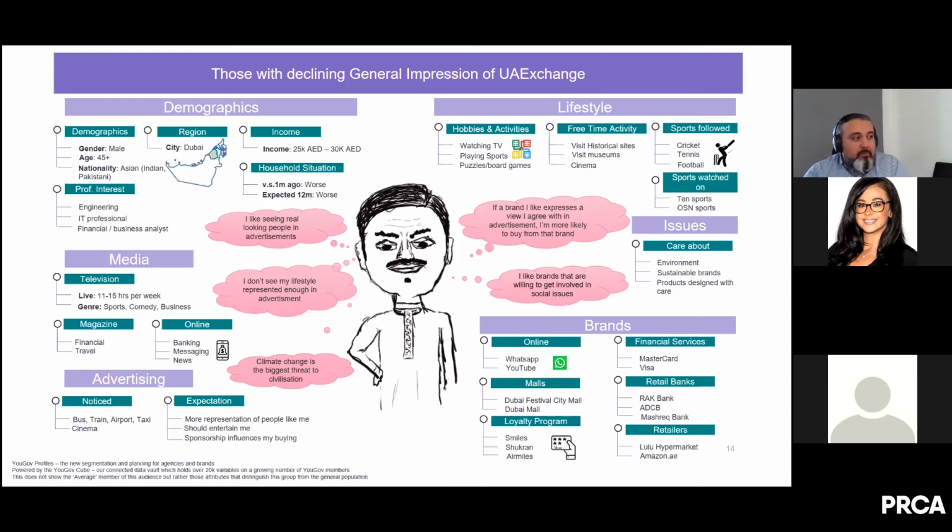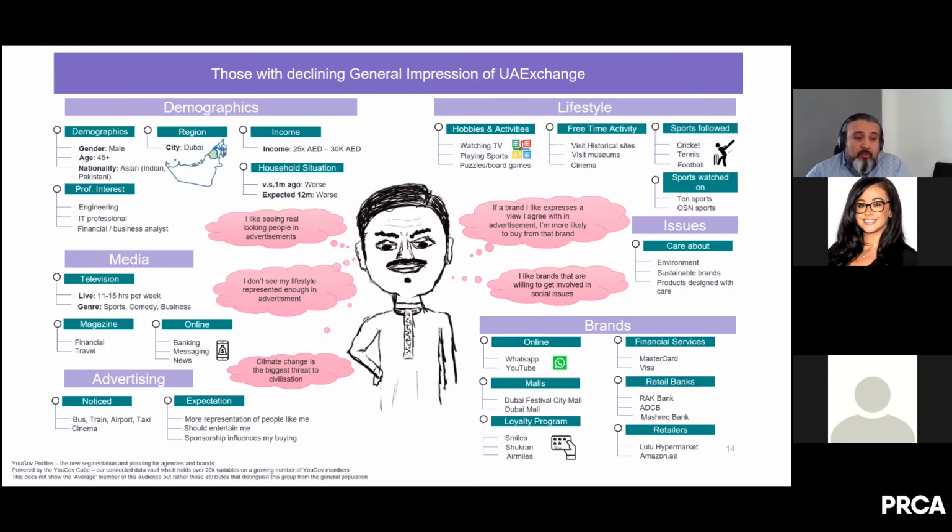Sports, typically middle-aged Indians. Again, cricket is their top sport. Tennis and football they're also interested in. Channels that they're actually watching sports on, so 10 Sports and OSN Sports, are channels that you might want to consider as well. And then also the brands that they're already engaged with.